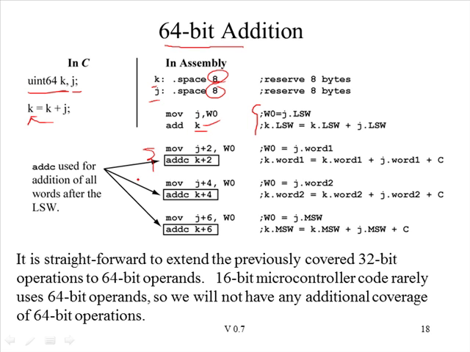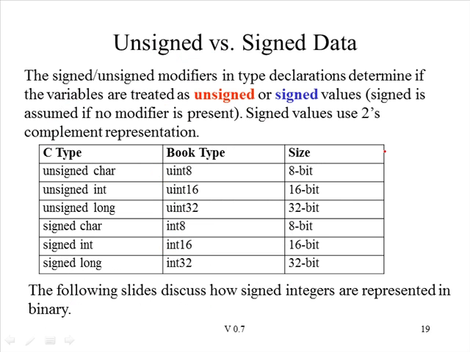At that point, we need to do the additions on the next 3 16-bit words in this 64-bit value, and we'll simply use an add with carry each time. Notice that this is straightforward to extend the 32-bit add operation to 64-bit operations or 128 bits or however wide you would want to use. In our 16-bit microcontroller code, we will rarely, if ever, use 64-bit operands, so we will not have any additional coverage on 64-bit operations.